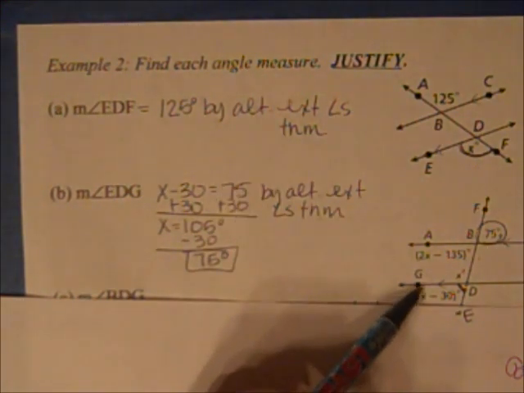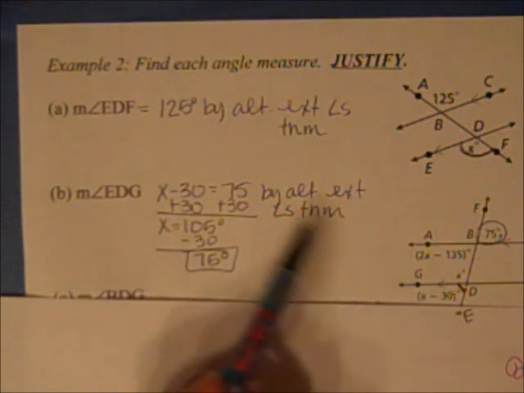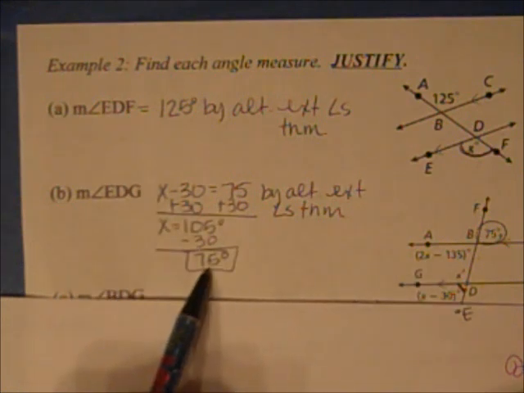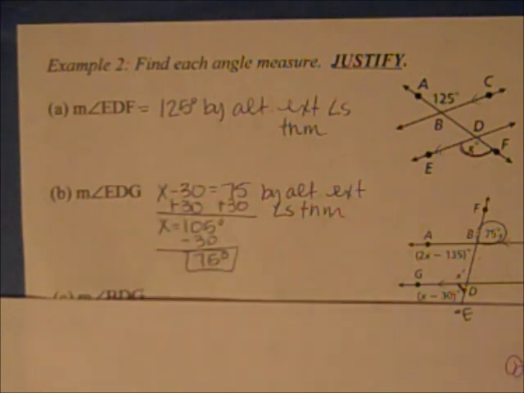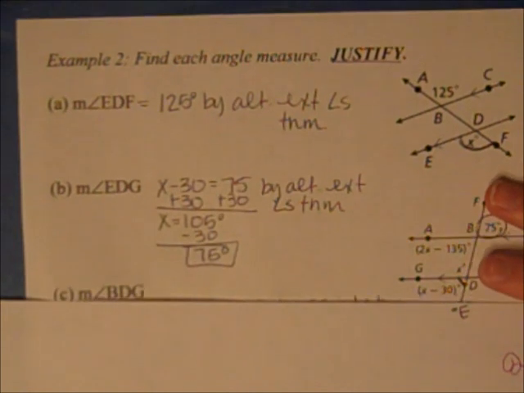If you had done corresponding and plugged it in, you would have still gotten X equals 105, and you would have still plugged it back in and gotten 75 degrees. It just would have been a little bit more algebra right here. So really you have kind of your choice. Okay, pause right here and try to do C. Again, there are several ways to do C, so choose your favorite.